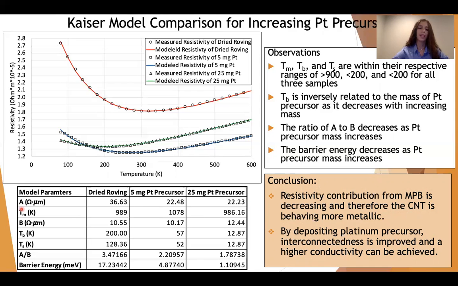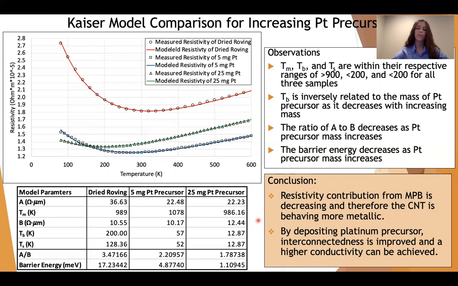This is shown by the fact that A is a representation of the metallic phonon backscattering component, and B is a representation of the fluctuation-assisted tunneling component. Therefore, as the ratio decreases, the resistivity contribution from MPB is also decreasing.